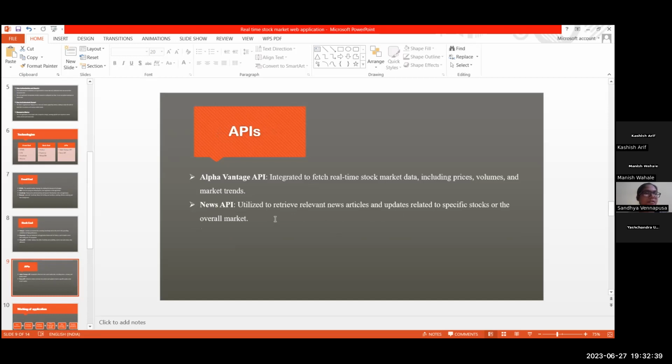And APIs. To get the real-time data, we use the Alpha Vantage API and News API. Alpha Vantage API is used to fetch real-time stock market data like prices, volumes, and market trends. And News API is utilized to retrieve relevant news articles and updates related to specific stocks or the overall market.